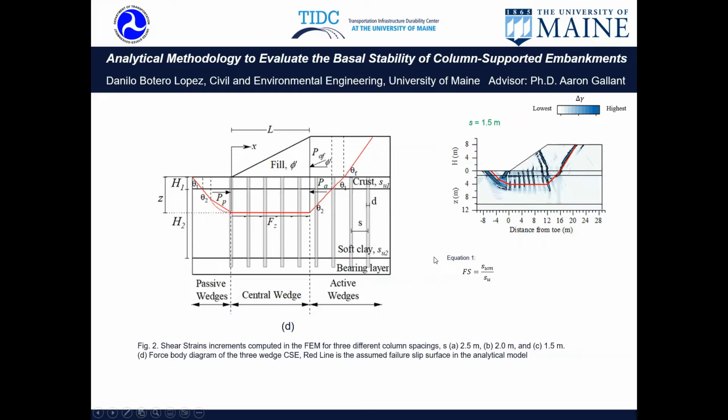The novelty of this technique is that we are taking into consideration the reduction of the stresses in this part of the soil, in the native soil, due to the arching and the downdraft in the soil. So we are not considering the columns in the analysis, but we are considering the reduction of the stresses due to the downdraft in the soil.